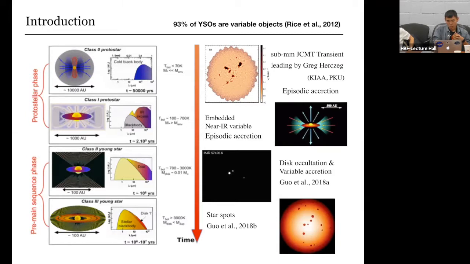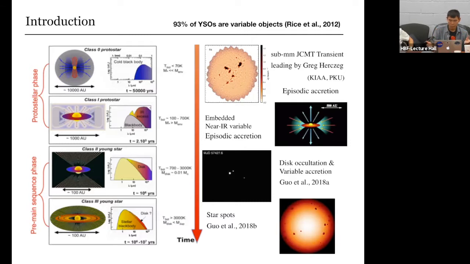So from the observed variability, we're actually using different wavelengths to trace different stages of stellar variability. For example, for protostars, we tend to use sub-millimeter or near-infrared observations because they're not seen in optical. The variabilities of those protostars may be dominated by the episodic accretion process. And then for later evolution stages, class 2 and class 3 objects may be dominated by other kinds of variabilities, like disk occultation, and variable accretion is also seen on those objects.